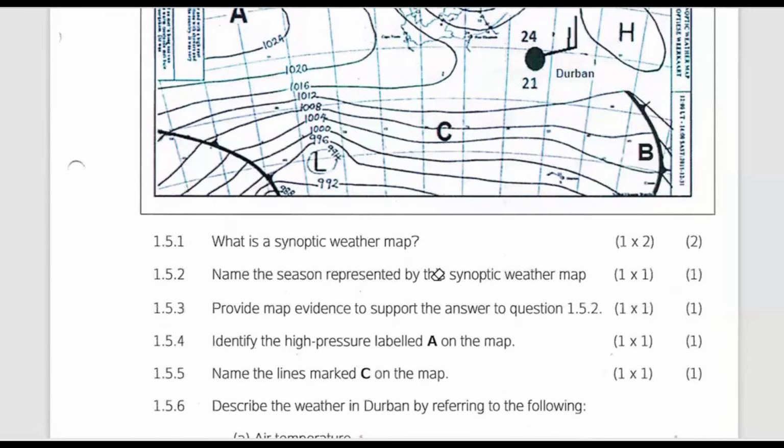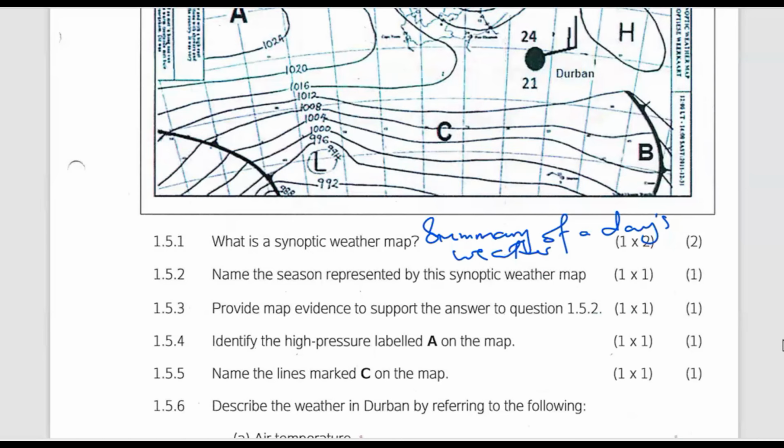What is a synoptic map? Basically, when you are discussing a synoptic map, what is important there is you give it as a map that shows a summary. Synoptic means it summarizes. So it's a map that gives a summary of a day's weather. It summarizes all the weather elements of a given place on a particular day.